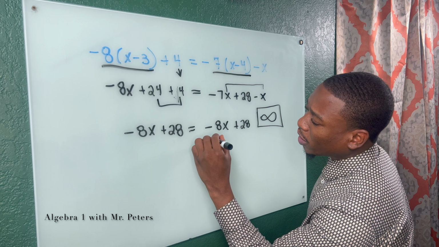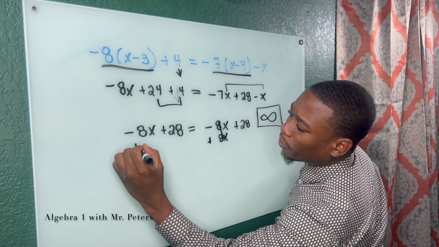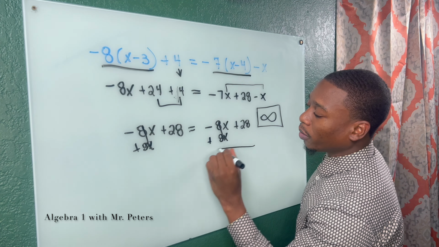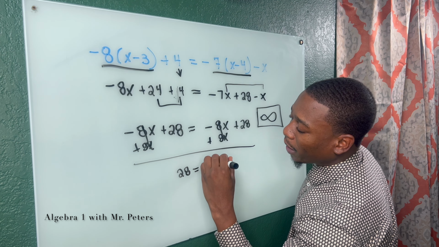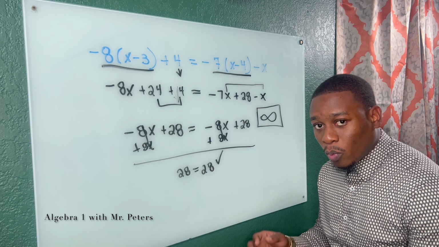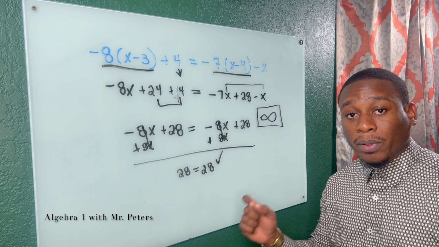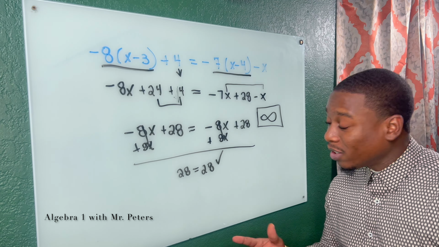Or if you're one of the students that say, hey, you know what? I'm going to go one step further. Once we do that step, all we're left with is 28 is equal to 28. And that's a true statement. So when we have infinite solutions, that means that any number we plug in for x is going to be an answer. It does not matter.